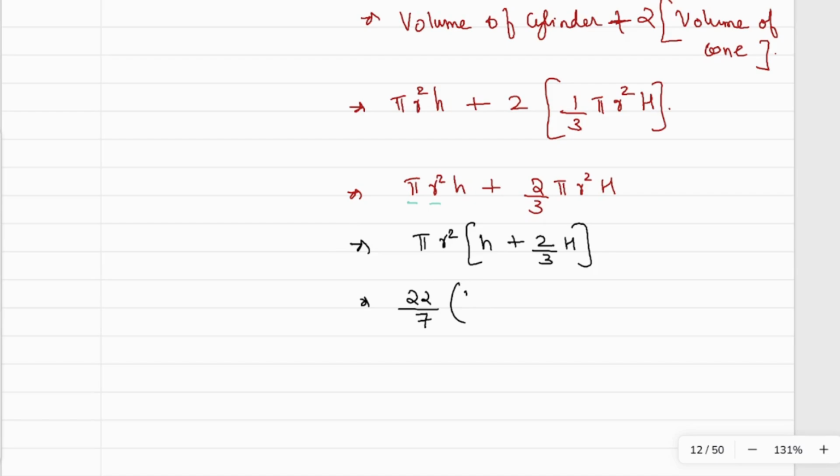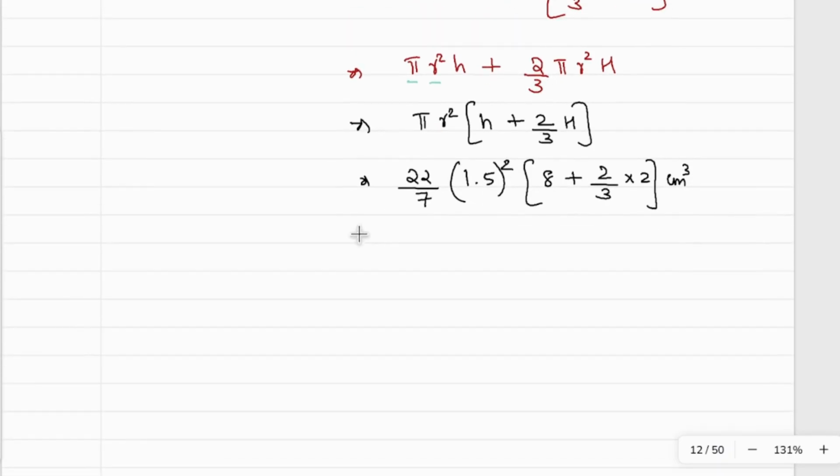And what is r? R is equal to d by 2. D is equal to 3 centimeters. That is equal to 1.5 whole square into h, which is how much? 8 plus 2 by 3 into 2 centimeter cube, right? So I can write this as 22 by 7 into 2.25, since 1.5 square is equal to 2.25, into, here what will happen?